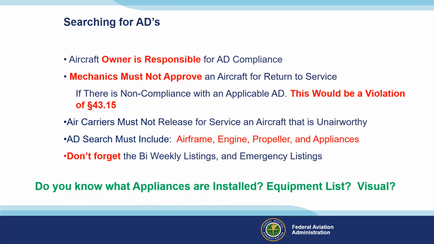Do you know what appliances are installed? The equipment list is really important for this. If you don't have a good equipment list, then you have to visually look and see what appliances are installed so you know what appliances to search for when you do your AD search.